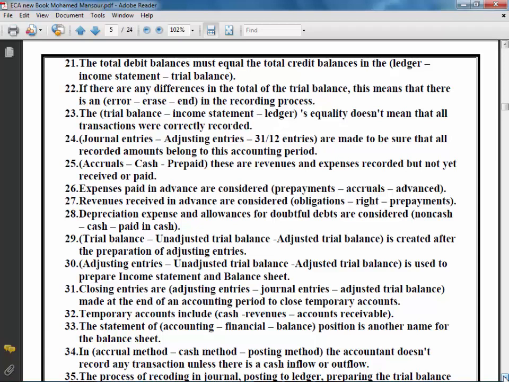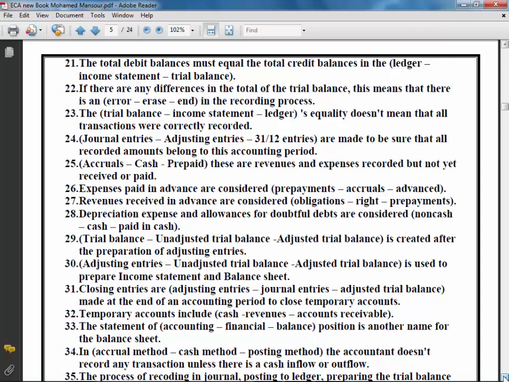Number 22. If there are any differences in the total of the trial balance, this means that there is an error in the recording process. Of course, the answer is error, because the total of the trial balance must be equal. Any differences means there is an error or something wrong. Number 23. The trial balance equality doesn't mean that all transactions were correctly recorded. The answer is the trial balance.